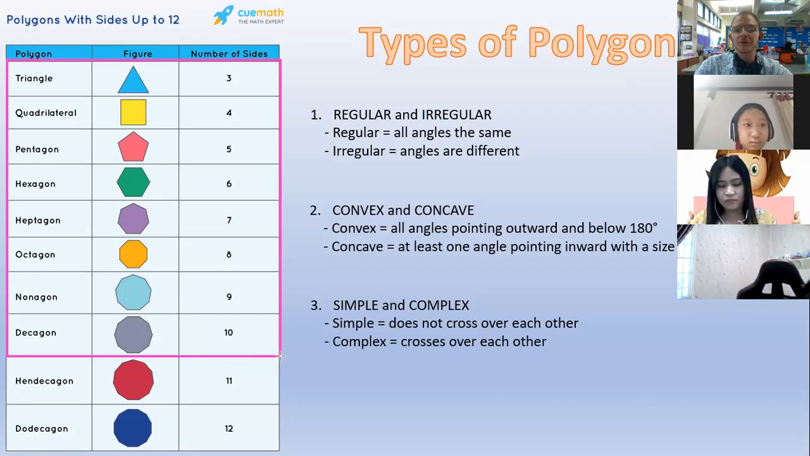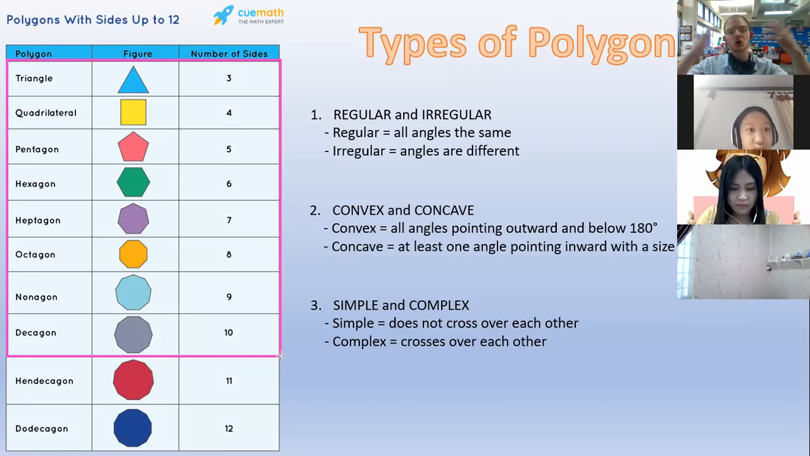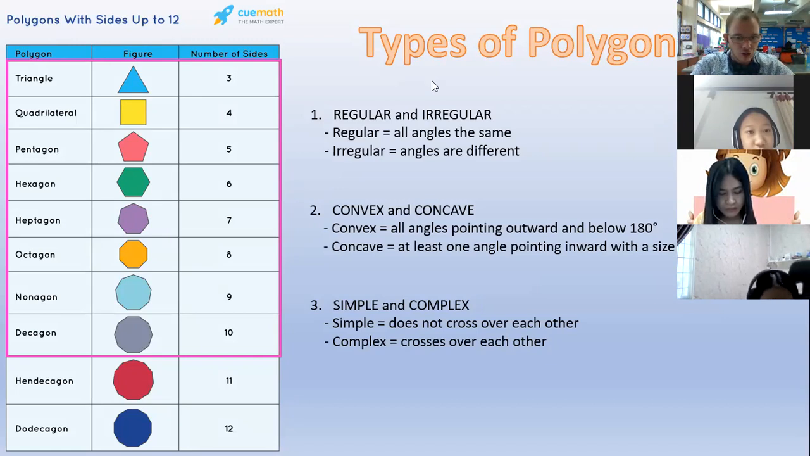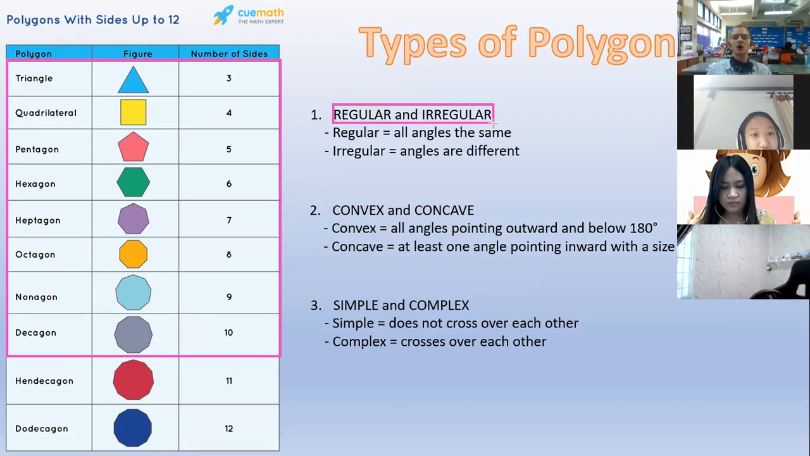But we get different types of polygons, and we'll also quickly have a look at that before we practice our words here. The first one is that you get regular or irregular polygons. Now, a regular polygon is one where all the sides or all the angles are the same size. So a triangle is a regular polygon, or a quadrilateral is a regular polygon. All of these have the same angle sizes.